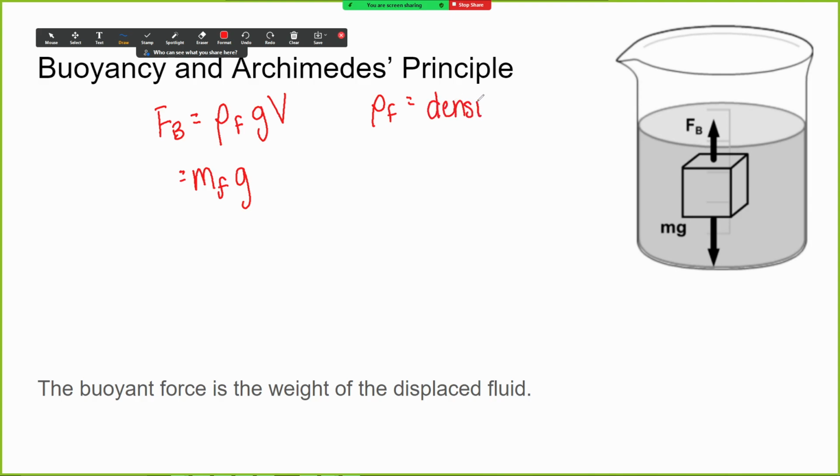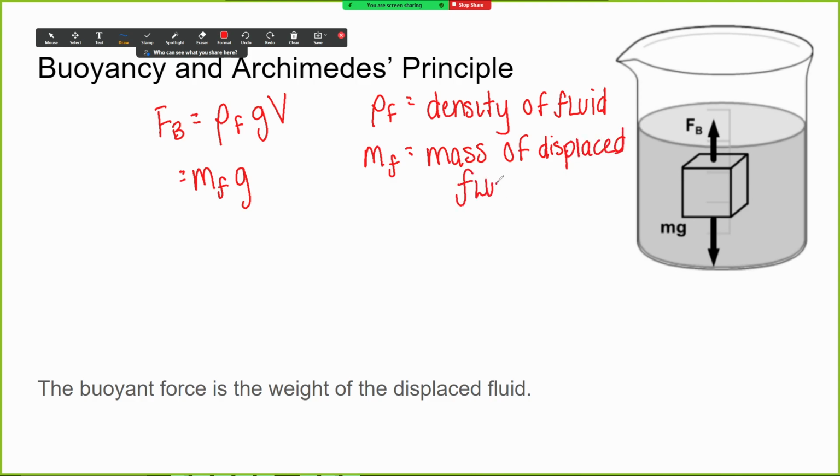So rho_F is the density of whatever fluid that the object is submerged in. Mass, m_F, is going to be the mass of the displaced fluid. And then volume V is just going to be the volume of the displaced fluid. That should make sense, of course, because mass, density, and volume are all related to each other. So hopefully that isn't confusing. Now remember, if the object is completely submerged, that volume of the displaced fluid is going to be equal to the volume of the object.